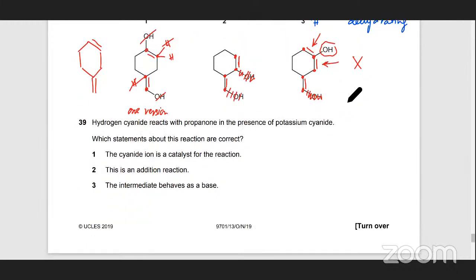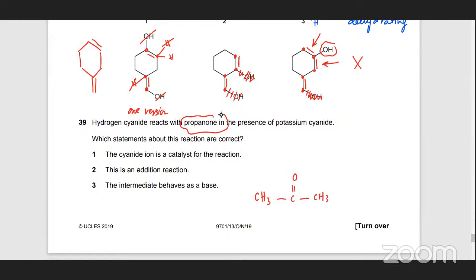Achha, so 1 and 2 are correct, not the third one, because in the third one you had two options of where to put the double bond. Then you have hydrogen cyanide reacts with propanone. So this is the nucleophilic addition. What's propanone? It's 3 carbon atoms, double bond O is in the middle.